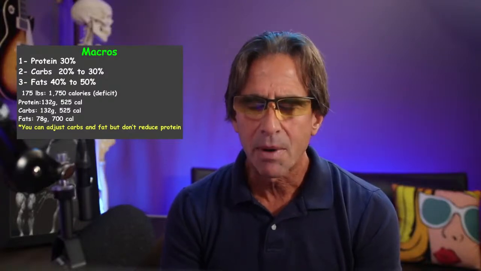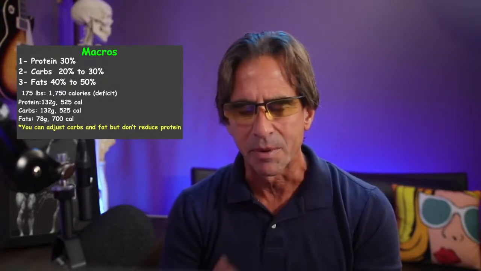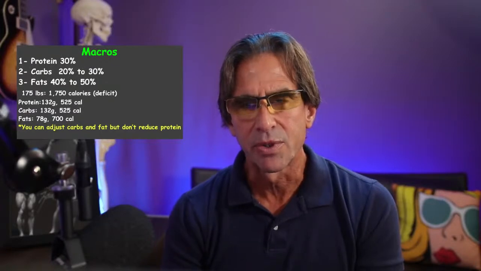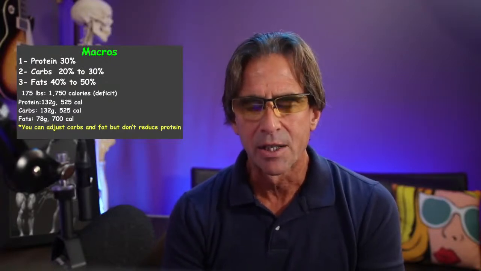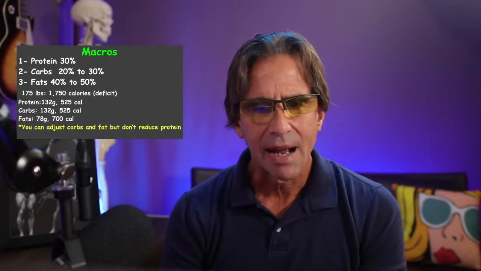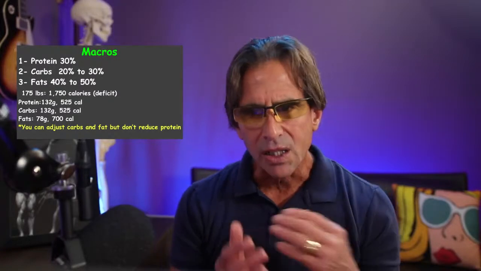If I had to just come up with one macro ratio that I like, I would say, first of all, protein about 30%. Now I'll give myself an example. Say I want 150 grams of protein, 4 calories per gram, so I'm taking in 600 calories of protein.